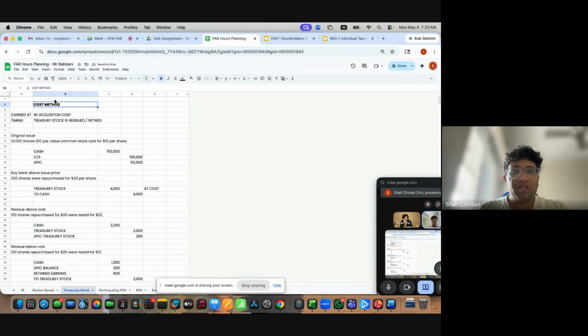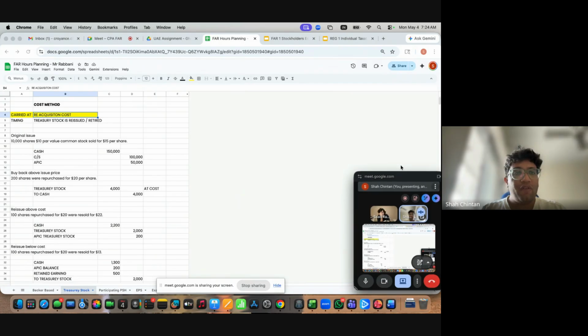So under a cost method, important thing, they are carried at acquisition cost. Whatever cost the company is paying to repurchase the share, at that particular cost you record all the transactions.